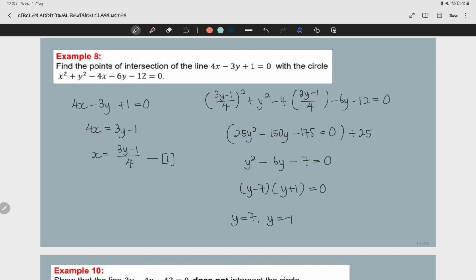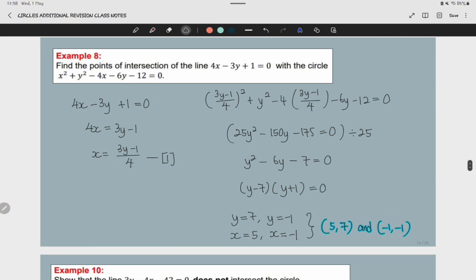Okay, so when y equals 7, your x is 5. When y equals negative 1, your x is also negative 1, giving you two points, which are (5, 7) and (negative 1, negative 1). Okay, so that is your point of intersection. So it's the same as what we learned before in your form 4.